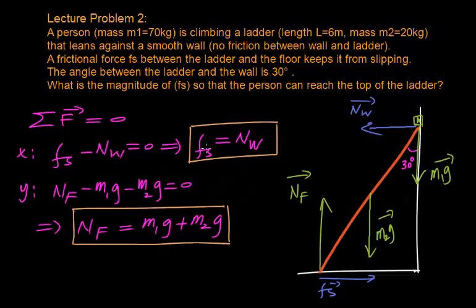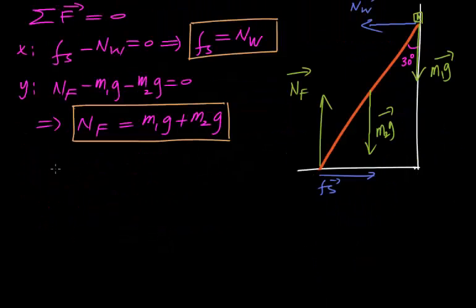Also, Fs is not going to be able to be solved here because we don't know what NW is. What do we need to do? We need to go to the sum of the torques. They equal 0 also because the system is at equilibrium. There are many torques here. I'm going to write down all of them.